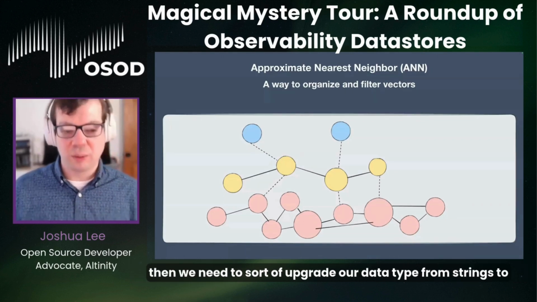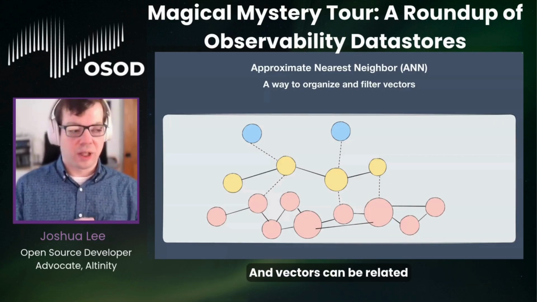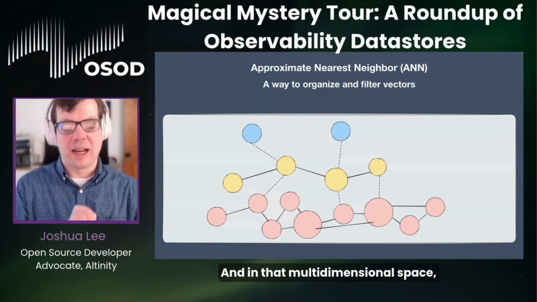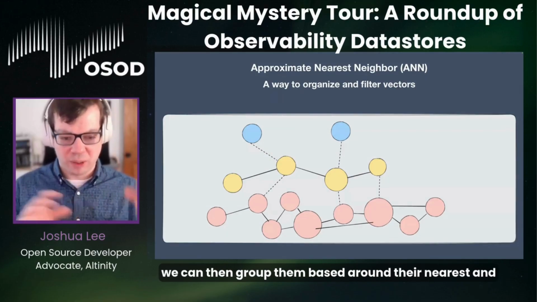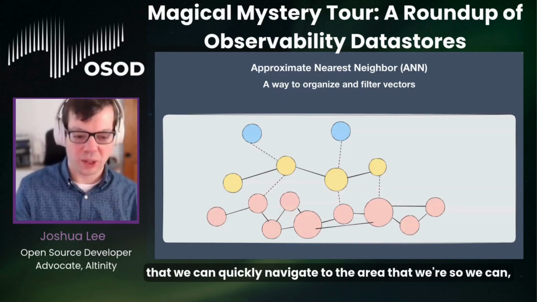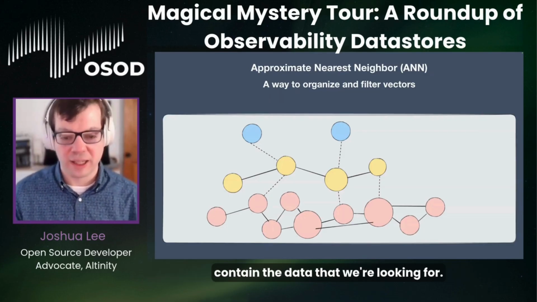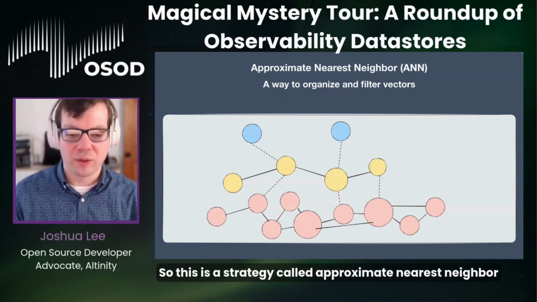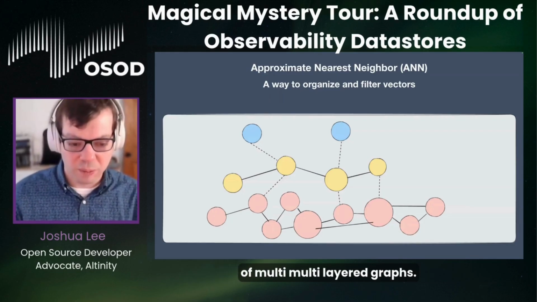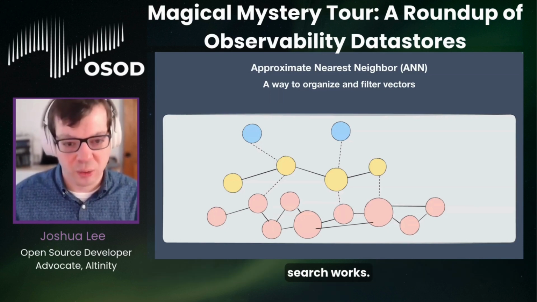If we actually want semantic search, then we need to upgrade our data type from strings to vectors. Vectors can be related to each other in a multidimensional space, and in that space, we can group them based on their nearest neighbors. We can create hierarchies of these groupings so that we can store sub-indexes and quickly find the sub-index that might contain the data we're looking for. This strategy is called approximate nearest neighbor with a hierarchical structure of multi-layered graphs, and it's how semantic search in something like OpenSearch or Elasticsearch works.